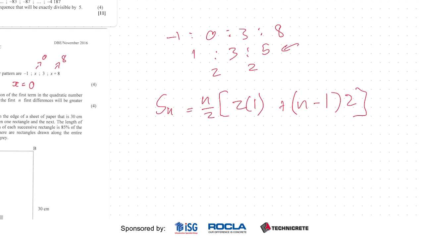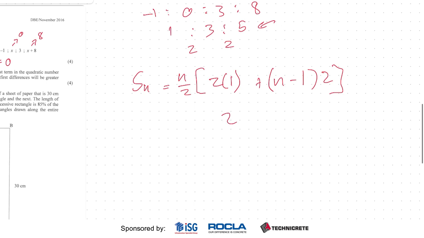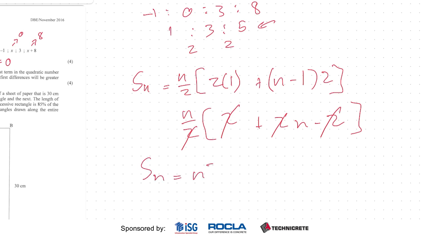Here we have to do some maths to see what we can see. So we're going to have 2 plus 2n minus 2. These 2's cancel, and then we're going to have n over 2 on the outside. And then these 2's cancel, and it's n times n, so it's n squared. So Sn equals n squared.